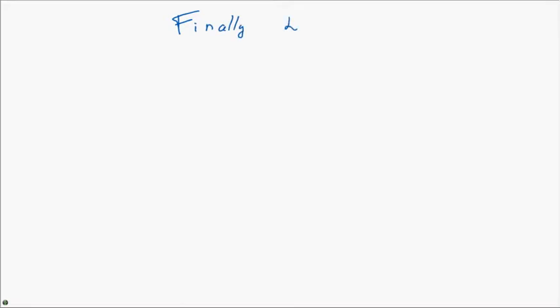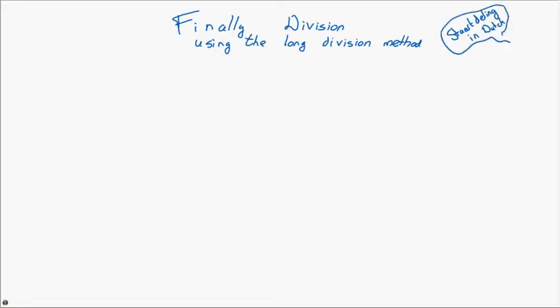So the final topic, we're finally there, is division. And it's something that a lot of people have trouble with, but it's basically because they're not able to do a normal division in decimal either. And we're going to use what in English we call the long division method, or in Dutch we call a staartdeling.